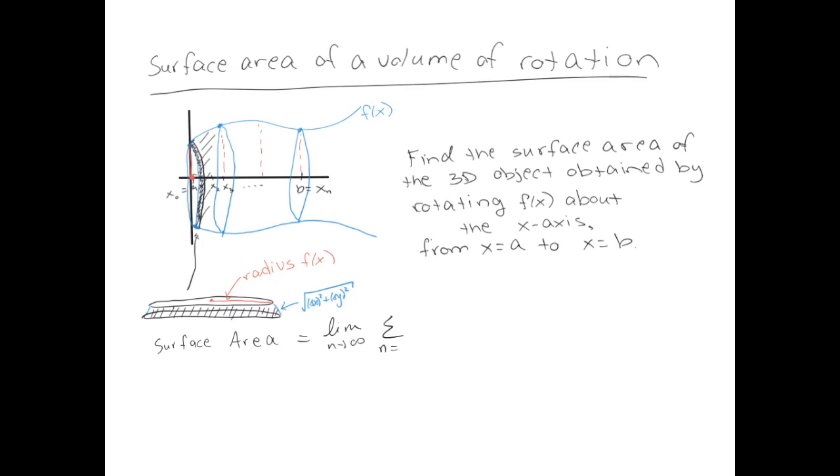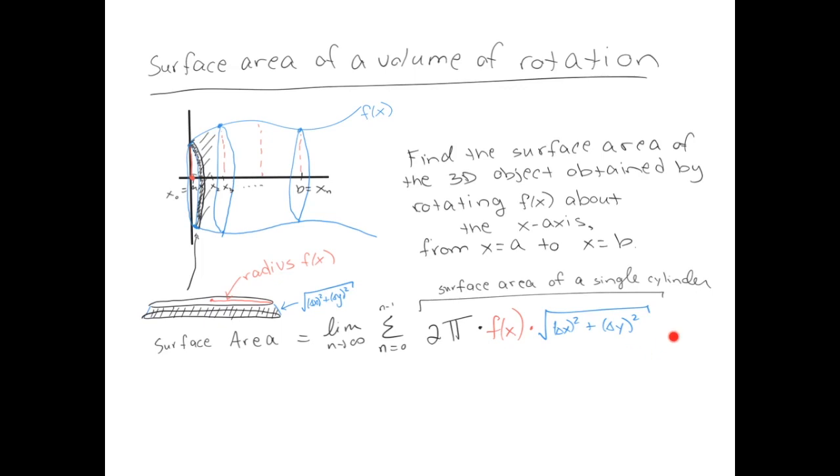The surface area would be equal to the limit as n goes to infinity, and then I would add up the surface area of each one of these tiny little cylinders. What is the surface area of a cylinder? It's 2 pi times the radius of the cylinder times the height of the cylinder. We are going to transition this into an integral formula. This is the piece right here, change in x squared plus change in y squared, that we already dealt with on the previous couple of slides with the arc length.